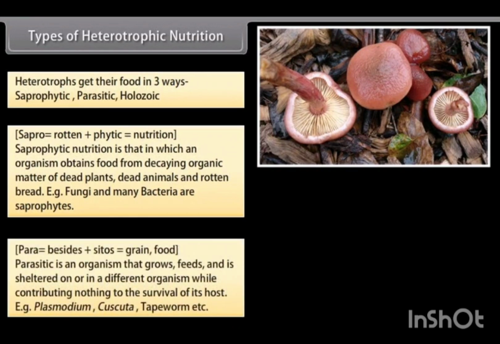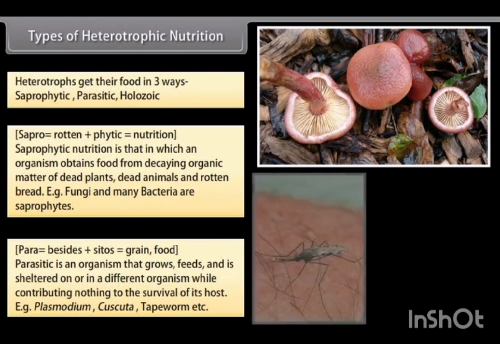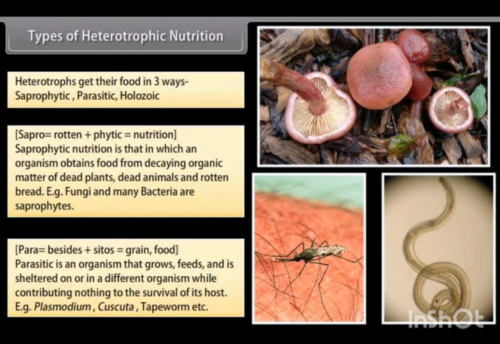Para means beside, and sitos means grain or food. A parasite is an organism that grows, feeds, and is sheltered on or in a different organism while contributing nothing to the survival of its host. That is, Plasmodium, cuscuta, tapeworm, etc.